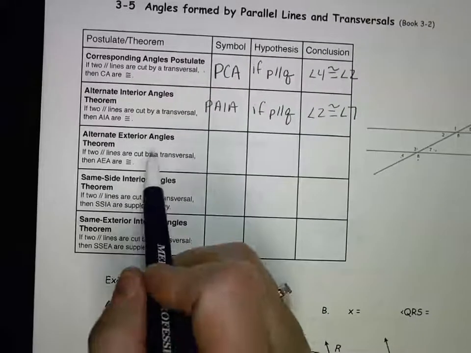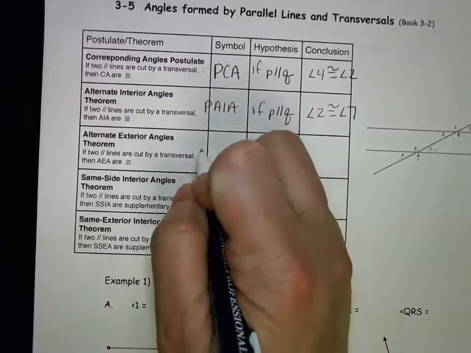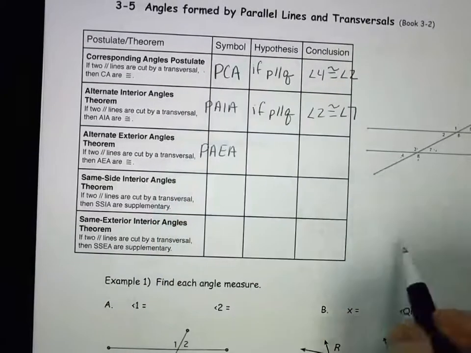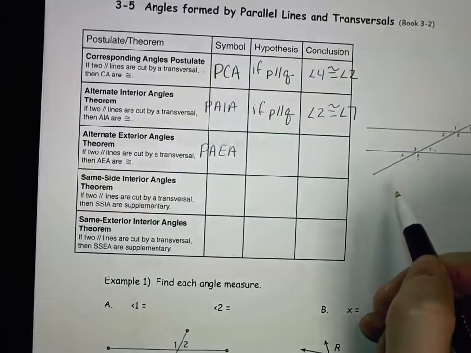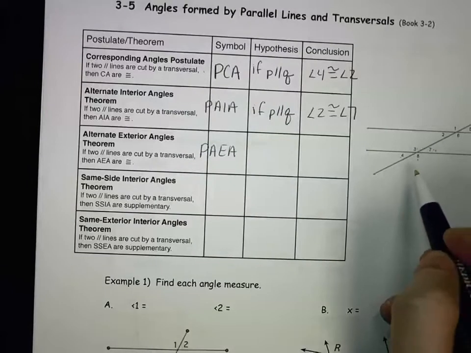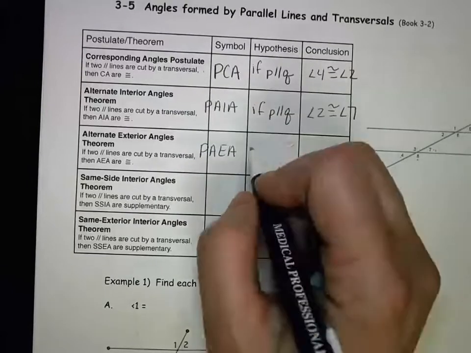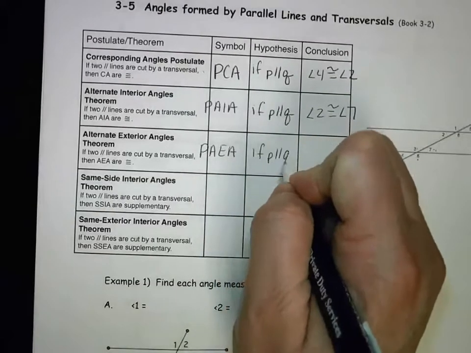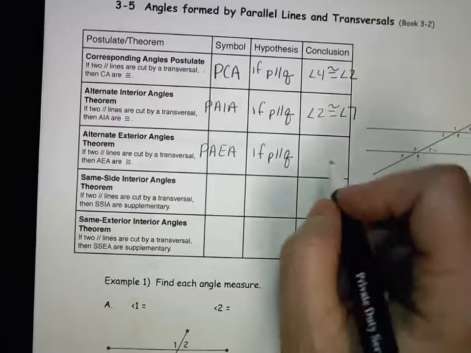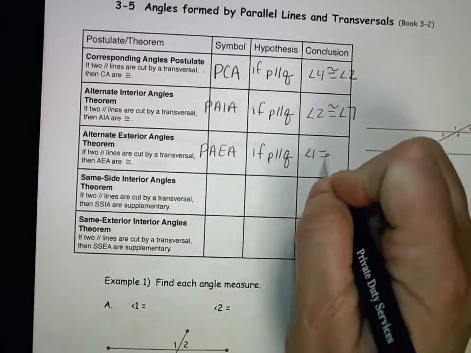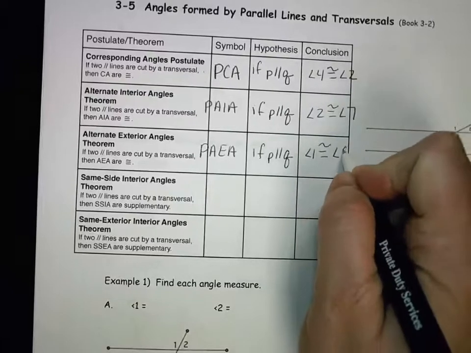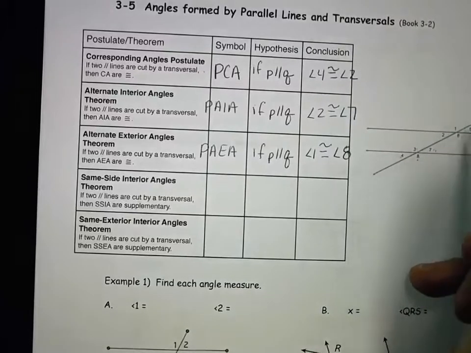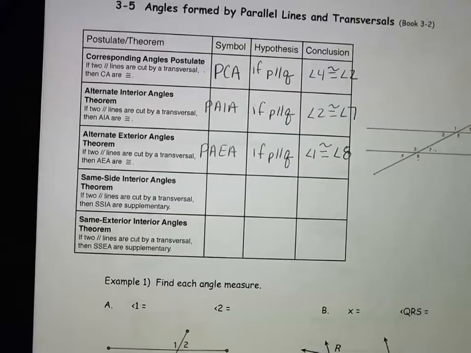Then we have alternate exterior angles, which we call PAEA. If we have parallel lines, alternate exterior angles are congruent. So if P is parallel to Q, then we can say angle 1 is congruent to angle 8, or you could use 4 and 5.